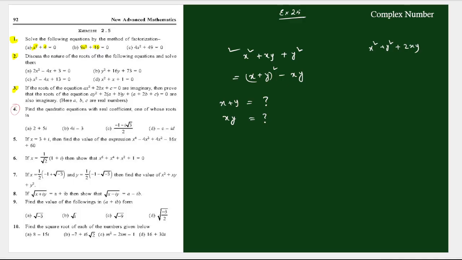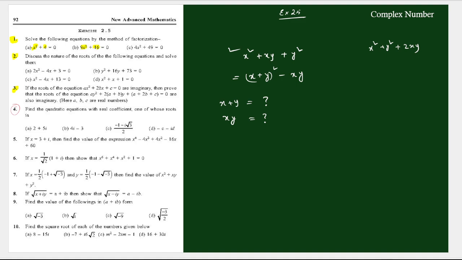Then what is number 8? If root over x plus iy is equal to a plus ib, then root over its conjugate is also this one. So for x plus iy, you square it. You will get x plus iy equal to a plus ib whole square. Then from there you will get the value of x and then the value of y.